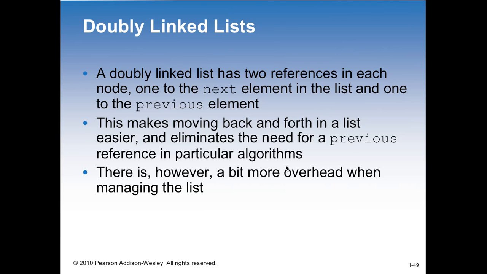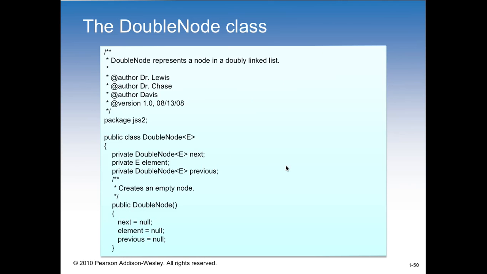There is, however, a bit more overhead, again, with managing a list, and I've kind of described the overhead to you already, I believe. There's the doubly node class. The only difference is we've got a next, an element, and a previous. Usually I put the element up front and the next and the previous down below. For ordering, it makes it a little bit easier to remember that it's a doubly, so you put the next and the previous together. But it doesn't really matter what order you implement the data members in.